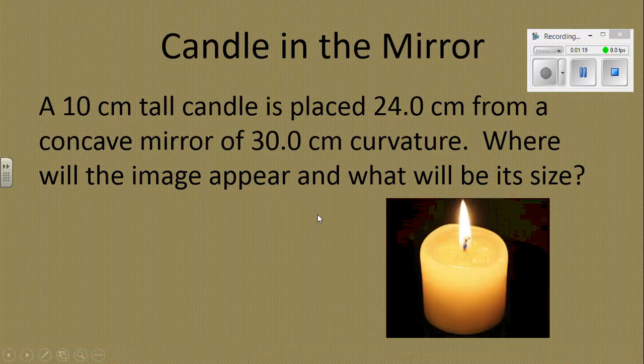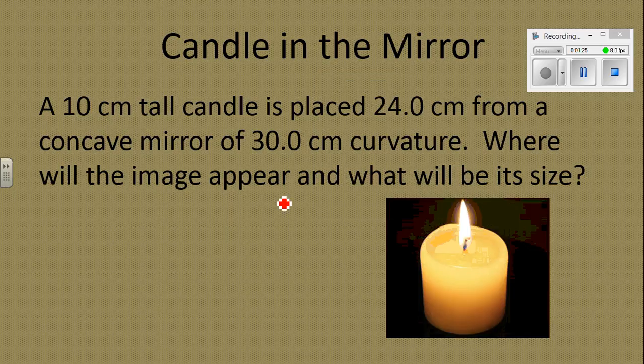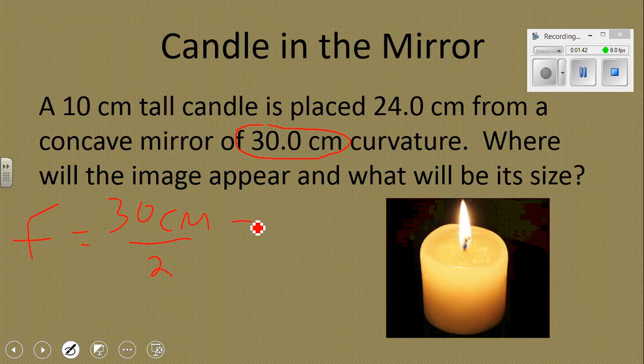There's a couple things here. All right, so this says that it's a 30 centimeter curvature. That means that's how far it is out to C, so F will be 1/2 that. So the focal length F will be 30 centimeters over 2, or 15 centimeters. Because in the mirror equation, we have to have F.